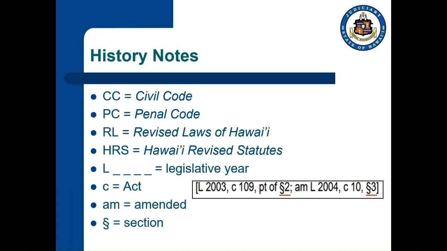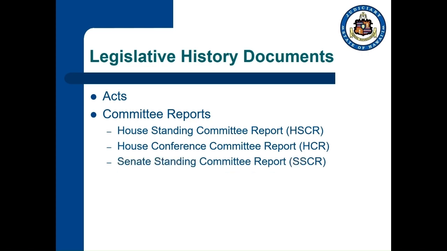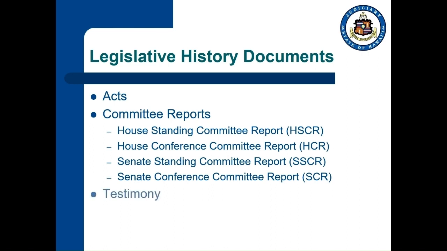Where you'll come across these abbreviations and symbols is in some of the following documents needed to conduct legislative history research. These include the full text of acts, committee reports, including House Standing Committee Reports, HSCR, House Conference Committee Reports, HCR, Senate Standing Committee Reports, SSCR, and Senate Conference Committee Reports, SCR. Finally, you'll also want to look at testimony from the Senate and House journals.